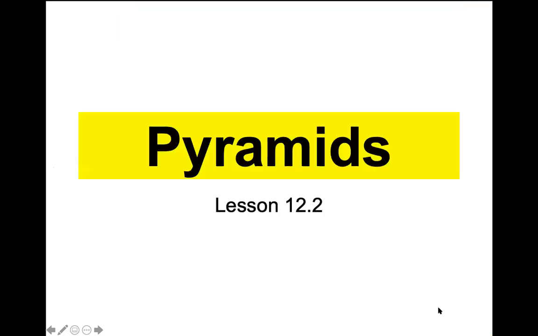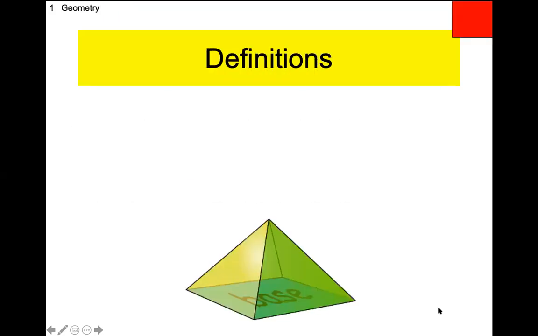All right, here we go. So the shape today is a pyramid. Well, there's a pyramid right there. How do we know it's a pyramid? Well, let's take a look at it and compare it to a prism.